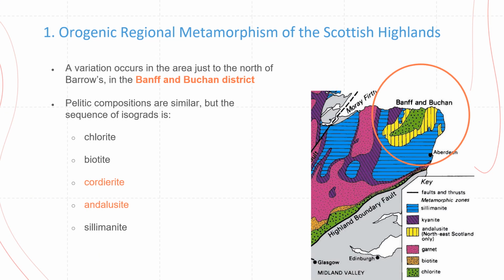And we can see how this would be important because there is a variation that occurs in an area just north of Barrow's study area, which is in the Banff and Buchan district. So the pelitic compositions are similar to the ones we've seen in the Barrovian sequence, but the sequence of isograds here in particular, we see that it's chlorite, biotite, followed by cordierite, andalusite, and then sillimanite. So it's slightly different to the sequence that we've seen earlier.